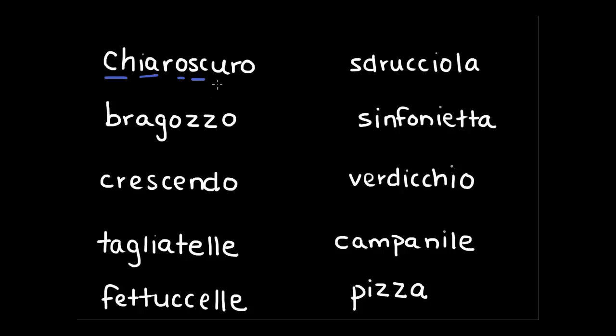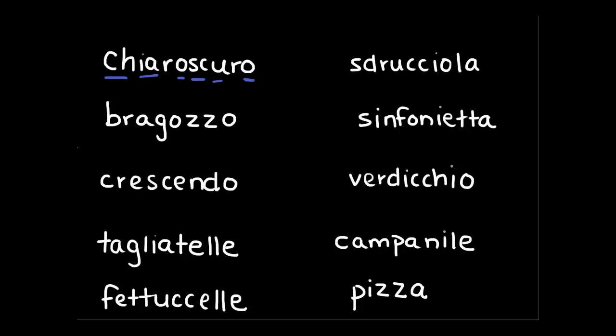So SC, and then euro is a common ending in Italian words. Of course, the U for the sound, R is normal, and then the long O is represented by just an O. And this happens at the ends of a lot of Italian words, like this one, and bragazzo, and crescendo, and verdicchio. The ending O happens a lot. So that's why we end with an O. So that's chiaroscuro. Okay, word number 2, bragazzo.